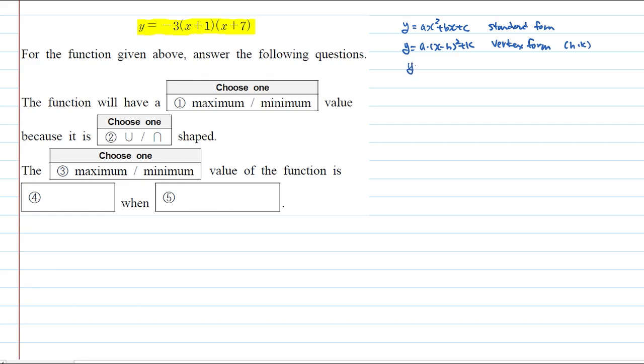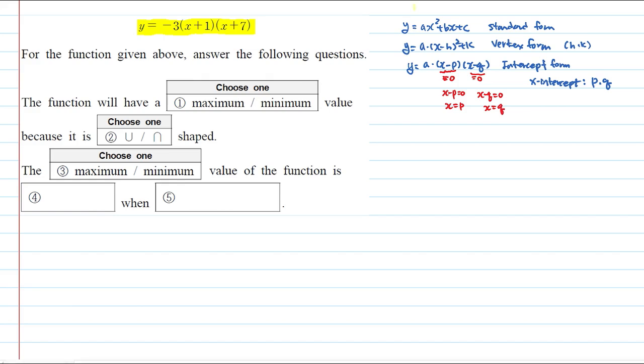Now then you're given an intercept form. That's a times x minus p times x minus q. This is called the intercept form. Now in intercept form, your x-intercepts will be p and q. How do we find these two? You set x minus p equal to 0, and then you set x minus q equal to 0. So x minus p is equal to 0, x is equal to p, x minus q is equal to 0, x is equal to q.